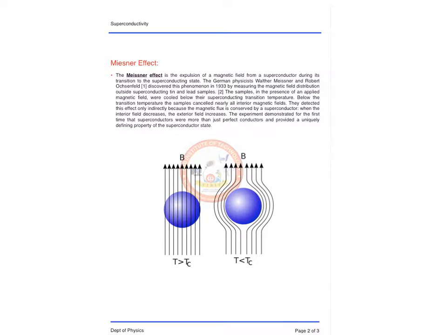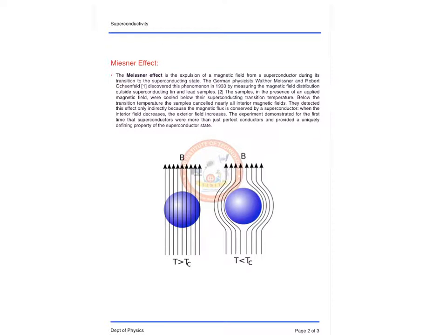Now I would like to discuss the Meissner effect. What is the Meissner effect, and what are its applications? I will consider one material here. It is a normal material, above the critical temperature. When you apply magnetic field lines to the body, they penetrate the body and come out from it.